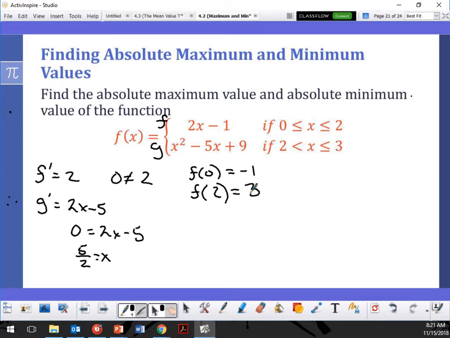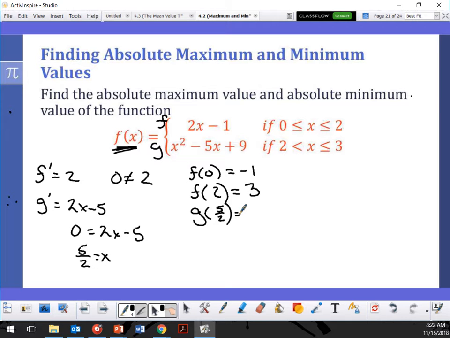Let's do the g part. All this is part of my f of x right here. I just broke it up into different parts. So it's called g of, now, do I do 2? No. Why? It's not included, so I can't include that point, right? I'm not going to do 2, but I am going to do 3, and I also have to do 5 halves, right?